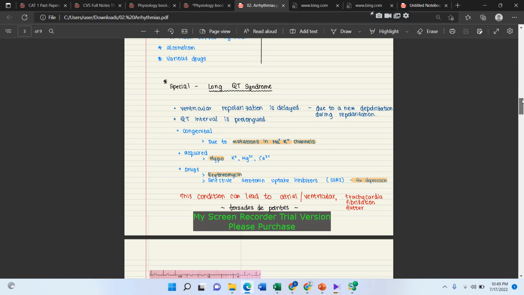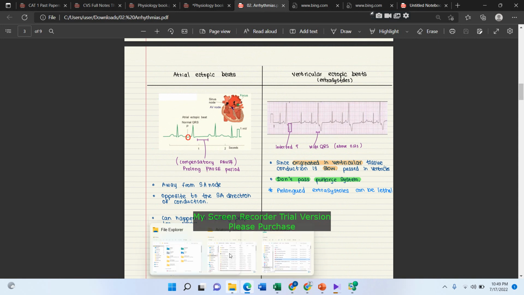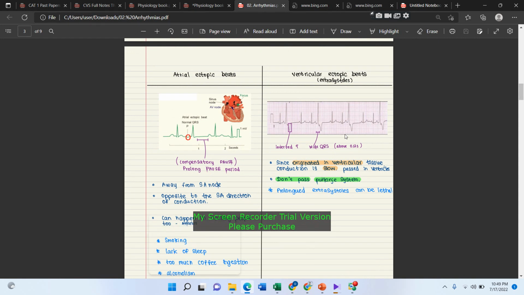And then we have ventricular ectopic beats. Atrial ectopic beats are a normal condition in athletes and also in us; we can find them with smoking, lack of sleep, too much coffee, and alcoholism. But ventricular ectopic beat is kind of fatal, not a good condition. Since it originates in ventricular tissue, conduction is slow. So these pacemaker cells arise within the ventricular tissue, but the conduction is slow.